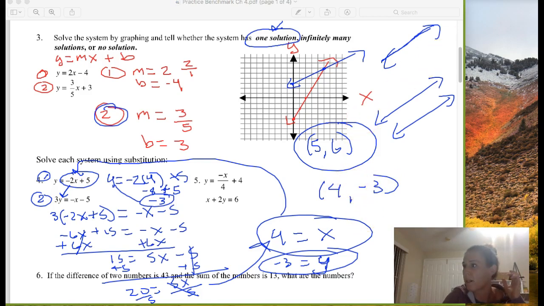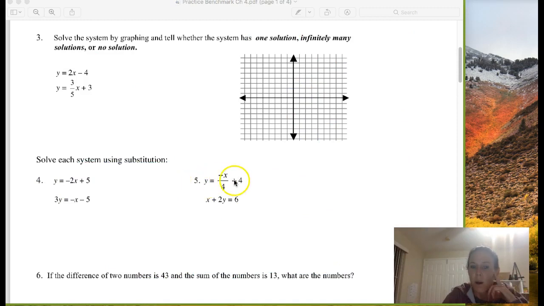Let's go on to number 5. Here, solving this by substitution. This is already solved for y, so I'm going to go ahead and plug this in to here for y. Yes, I do have some fractions, and that is ugly, but I can work with it. Plug it in here for y.